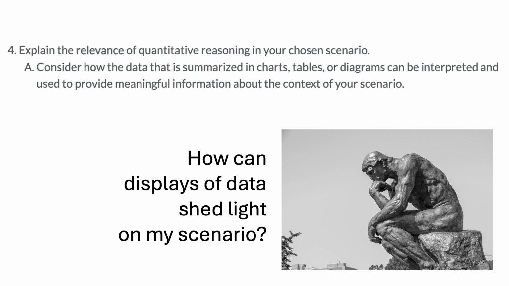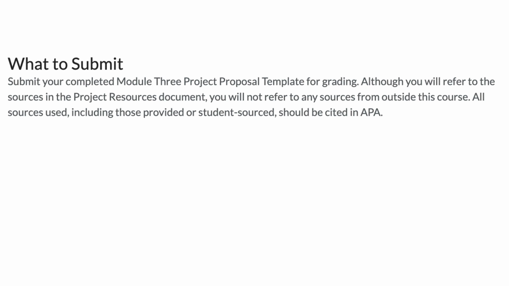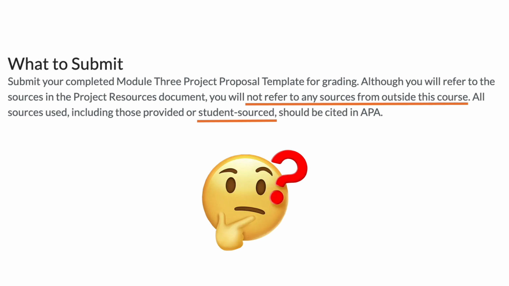Now just a few housekeeping things that are important. Under what to submit, notice it says something confusing. It says, although you will refer to the sources in the project resources document, you will not refer to any sources from outside this course. All sources used, including those provided or student source, should be cited in APA.